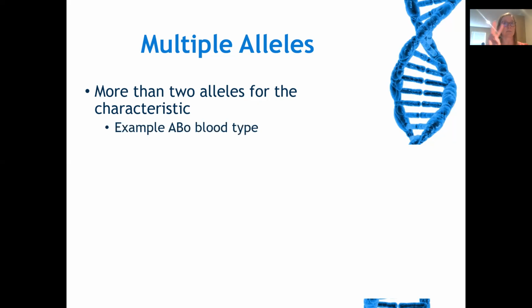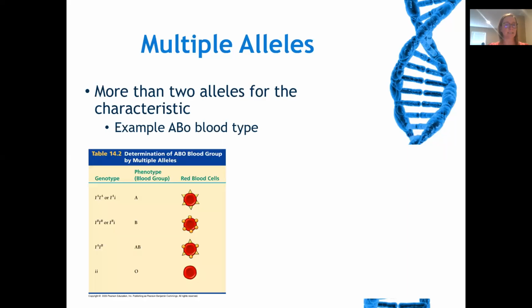For blood type, there are three alleles. You have big A, big B, and O. This is also an example of codominance because A and B are both dominant. O is the recessive one. So you can have different blood types.